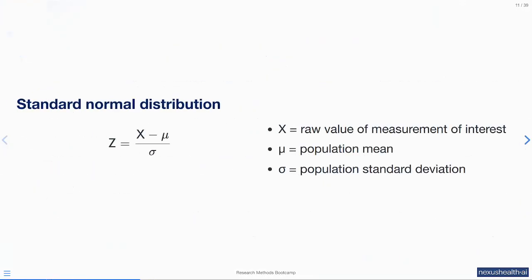Why is this important? Well, this is important because we can convert any normal distribution to the standard normal distribution. And thus, once we convert that, the X value is transformed into the Z-score, which tells us how far away in terms of standard deviation it is from the mean.